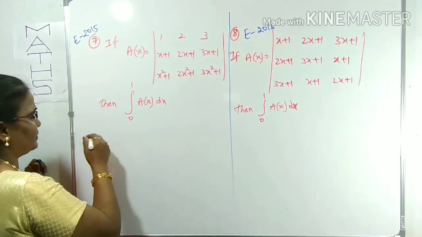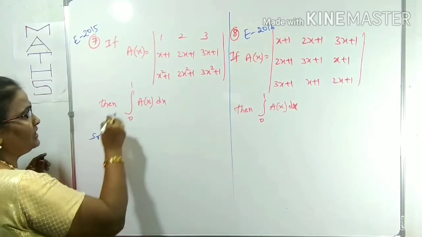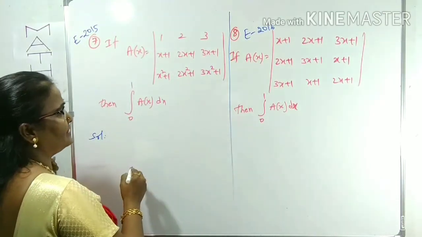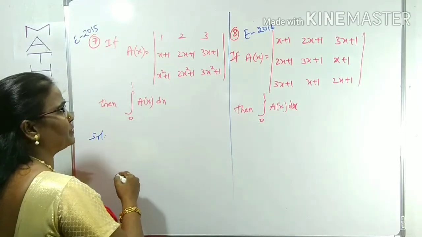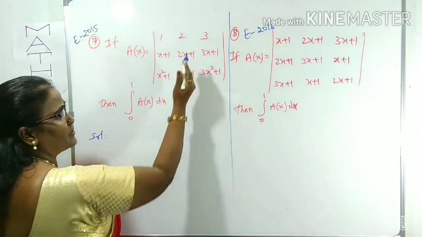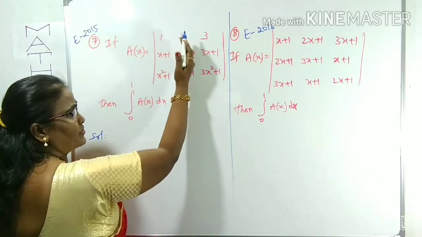So for this one, what can you do? First we can simplify this determinant. For this simplification, we can use elementary transformations. I am using elementary transformations, columns I am using.